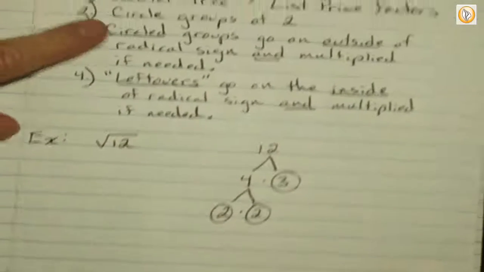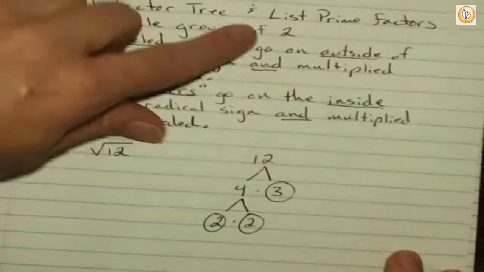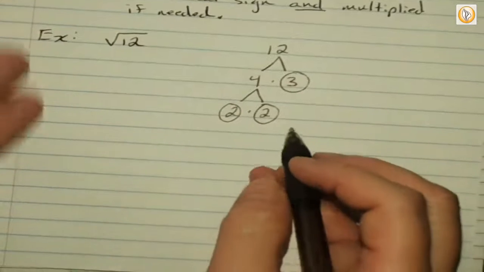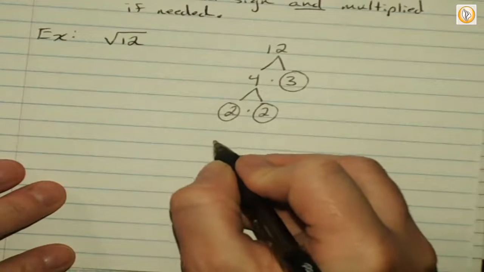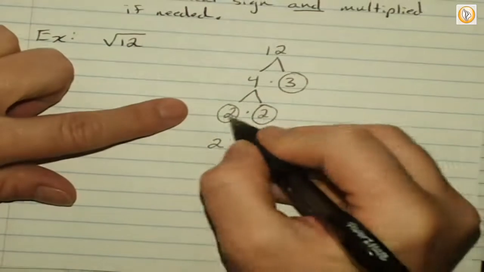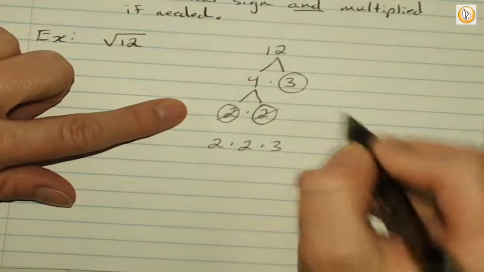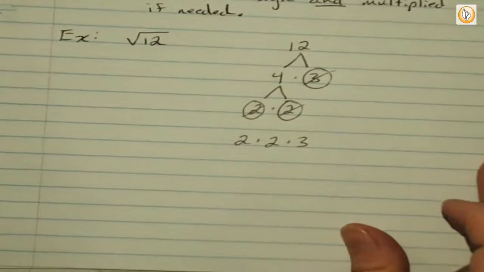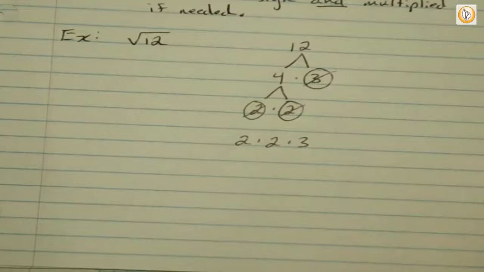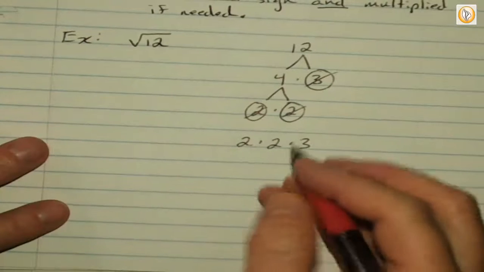All right, step 2 says circle groups. Oh yeah, list prime factors and then circle groups. So if you remember, we list the prime factors in order from least to greatest. Do y'all recall this? Now, step 2 says to circle your groups of 2.